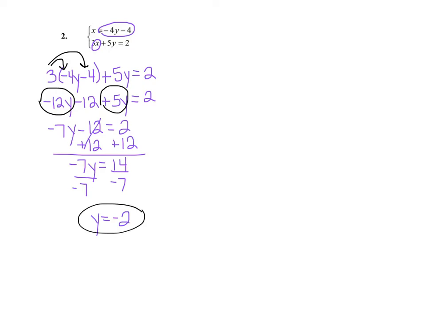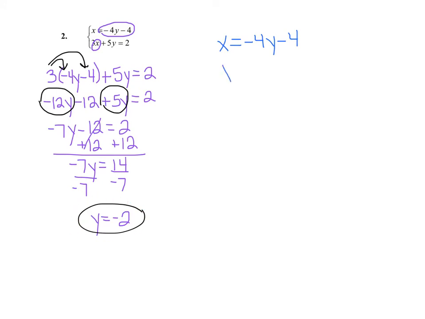Now that we found our first variable, we want to plug it into another equation to solve for our second variable. And you want to think to yourself, which equation looks easier to solve? We have x equals negative 4y minus 4, or 3x plus 5y equals 2. Here it just says x equals negative 4y minus 4, so that one's a little easier to solve. And we found that y equals negative 2.